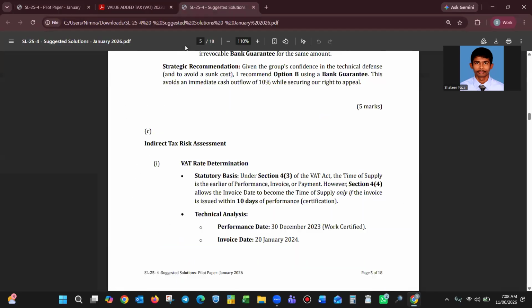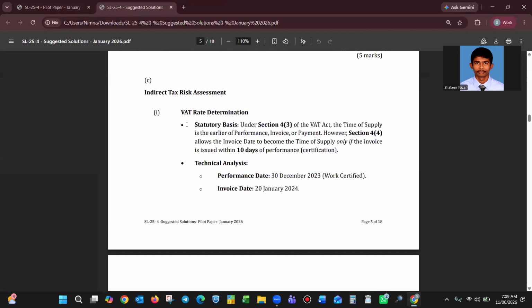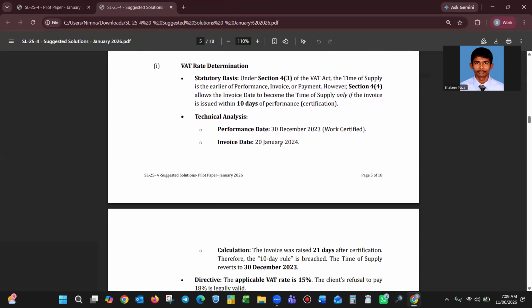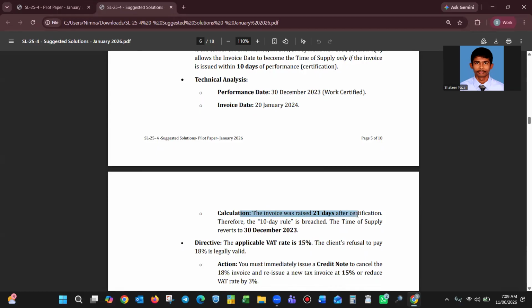So if you go to the suggested solution, VAT rate determination under section 4 subsection 3 of the VAT Act, the time of supply is the earliest occurrence of invoice or payment. However, section 4.4 allows the invoice date to become the time of supply only if the invoice is issued within 10 days of performance. So 30th December work certified, invoice date is this date, a lapse of 10 days because 21 days passed, therefore the time of supply is 30th December.